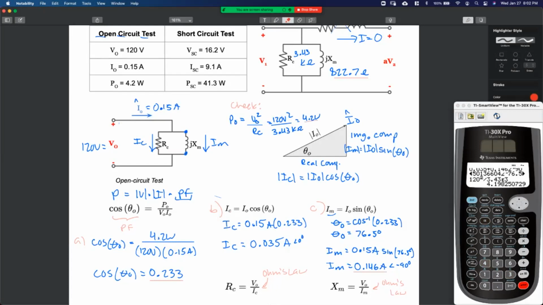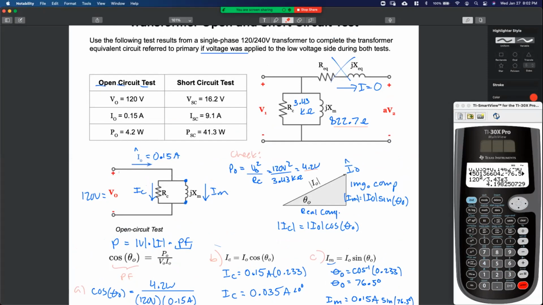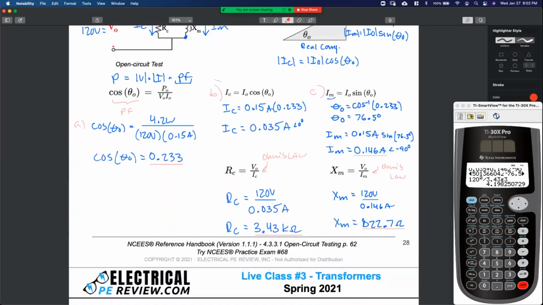So that's that same V squared over R formula we talked about in the Power Boot Camp, and then at the beginning of circuit analysis class. All right, that's the open circuit test. We solve R of C and X of M. You guys ready to solve for REQ and XEQ of the short circuit test?